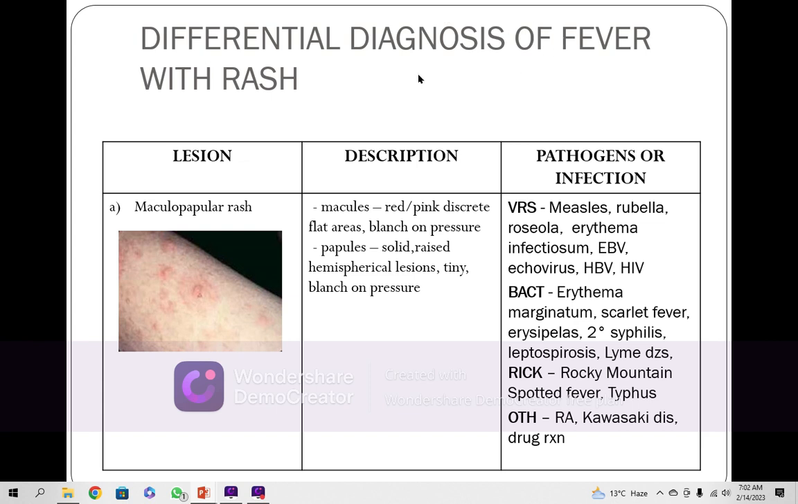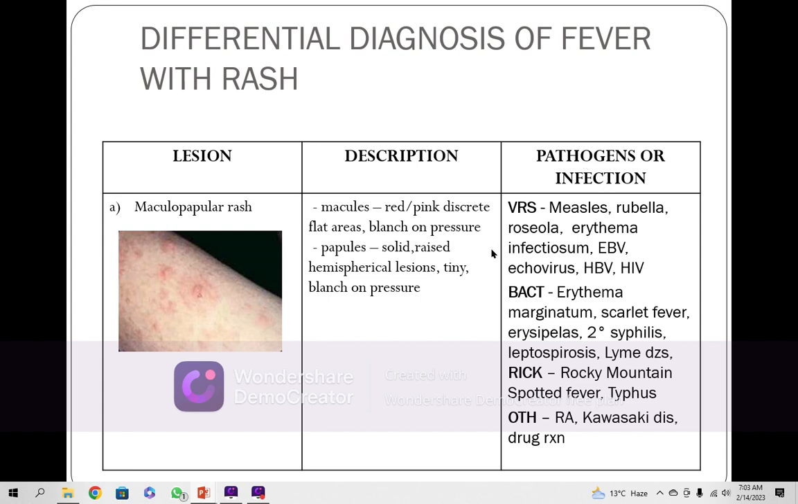In the differential diagnosis of fever with a rash, this is a maculopapular rash. A macule is a red, pink, discrete flat area, blanching under pressure. Or it may be papular, solid, raised above the skin, with spherical lesions. Tiny blanching on pressure, not full blanching on pressure.